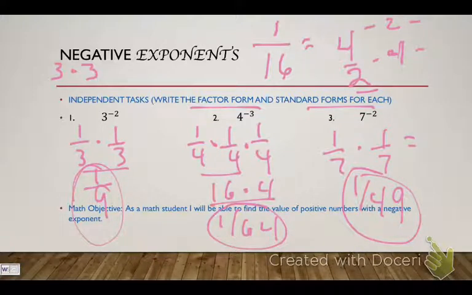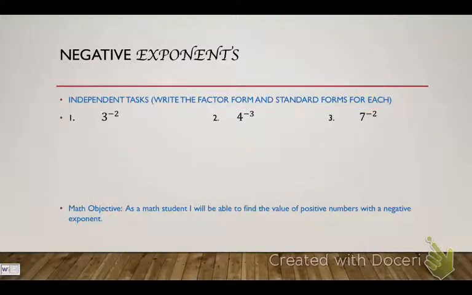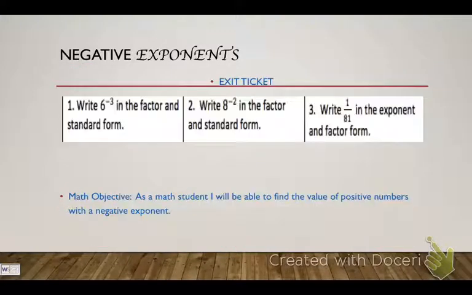Okay, because you're going to have to do that. You're going to actually have to take one of these answers and write it in the exponent form. And I'm not going to tell you what it is. So when you get to the next part, which is your exit ticket, you'll see that you'll have to do some of those. Like at number 3, write 1/81st in the exponent and factor form. Okay? Now you need to make sure you know what to do. And if you don't, go back, look at the video.